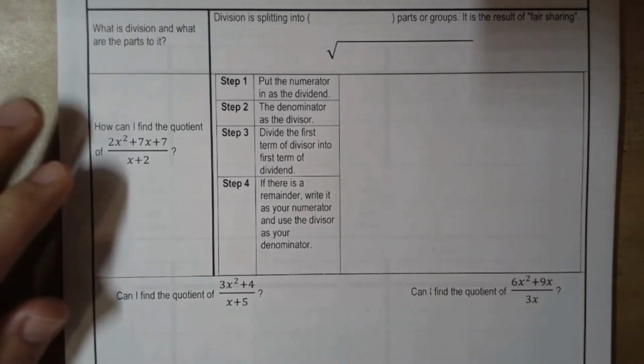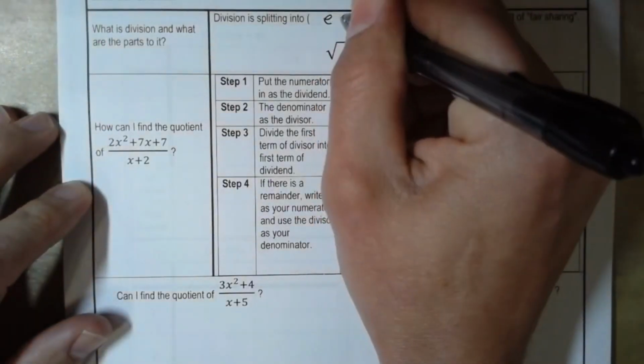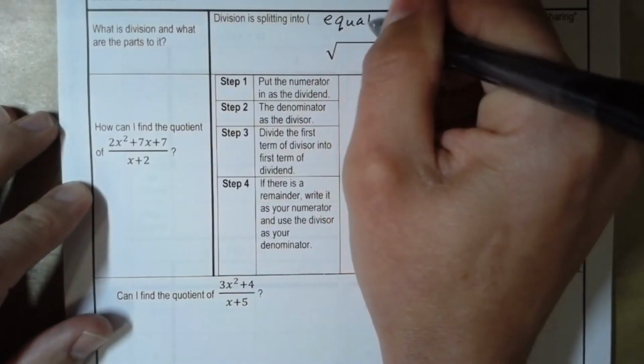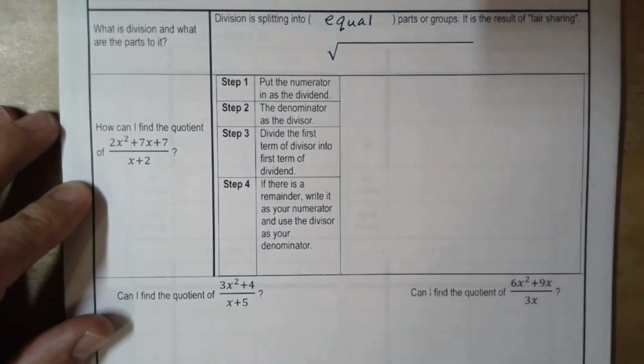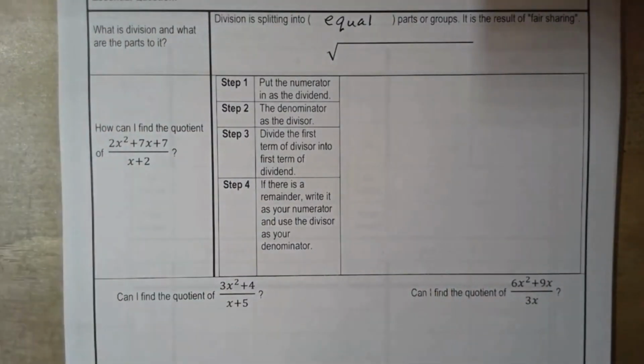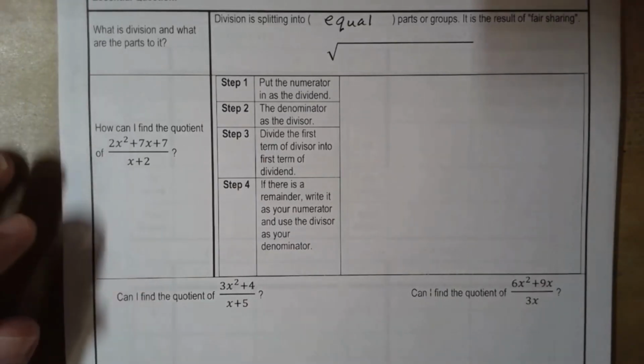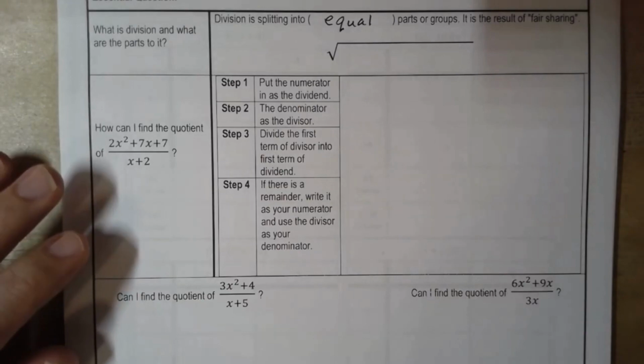So division is the splitting into equal parts or groups. It is the result of fair sharing. So that's what I want you to think, and that's what I want to come to mind whenever you think of division. We're just trying to make equal groups. Now, with that being said, there are three different parts that go to division.